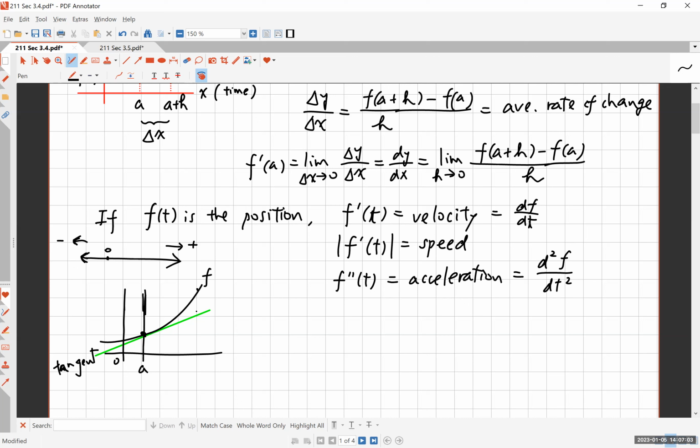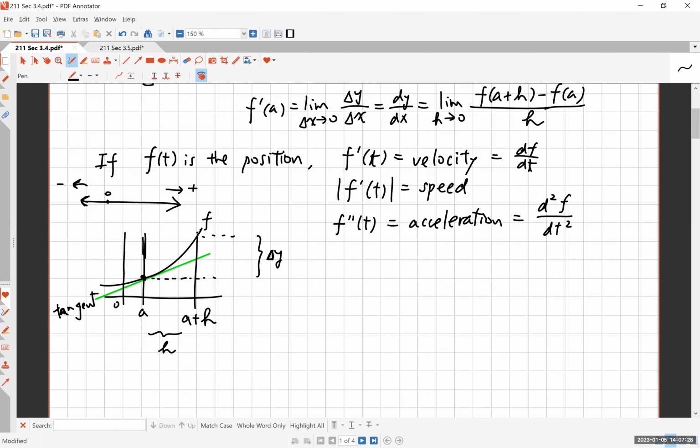All right, now if you pick a point here, let's say this point is very near A, and again, I'm exaggerating the distance between A and A plus h, which is of course h, just so you can clearly see what's happening here. The actual difference is what we call delta y, right? That's the rise.